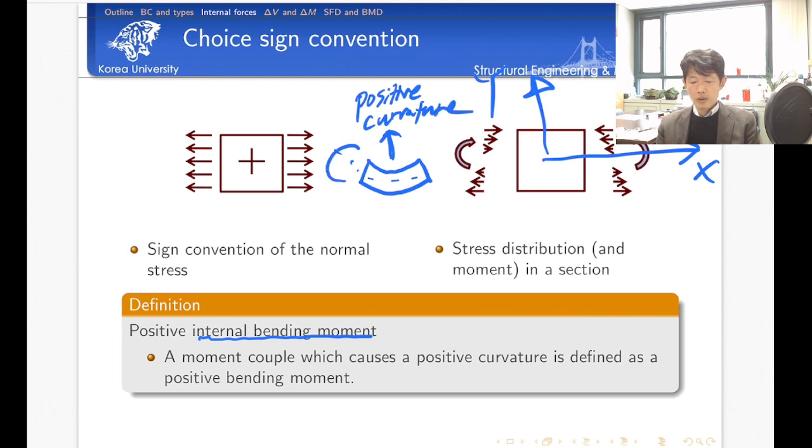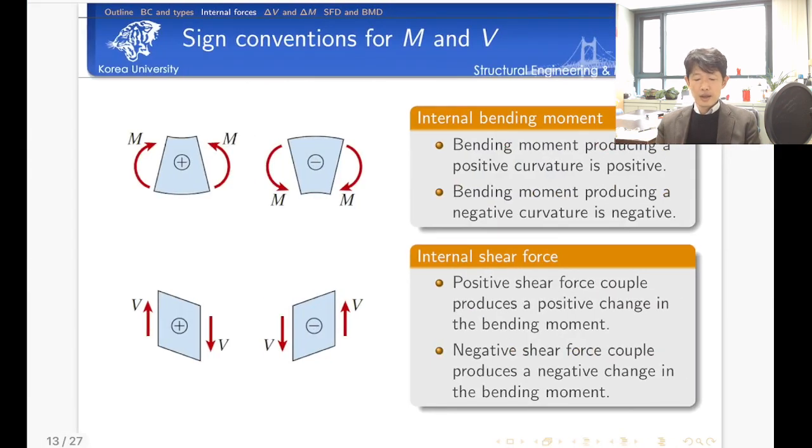So we want to define this positive bending moment. Is it clear? So once we define the positive bending moment, the next step is we want to define the sign convention for the shear force. Okay, shear force. Okay, so now we have a definition of positive bending moments.